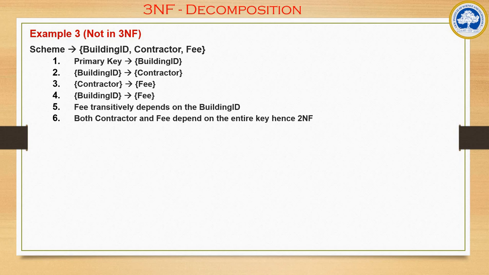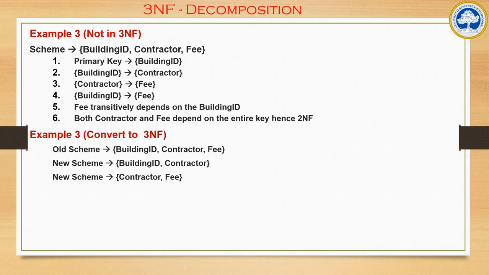One more example again: building ID, contractor and then fee. Here building ID is the key attribute. The contractor is dependent on building ID and fee is dependent on contractor. So implicitly building ID has a relationship to the fee. So fee is transitively dependent on our primary key. We decompose like this: building ID and contractor is one table, and contractor and fee is another table. In the first schema building ID is the primary key, and in the second schema the contractor is the primary key.